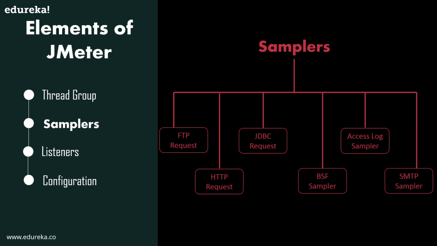Now this sampler allows you to write a sampler using a BSF scripting language. The access log sampler allows you to read access logs and generate HTTP requests. The log could be image, HTML, CSS, etc. Then we have the SMTP sampler. Now if you want to test a mail server, you can use the SMTP sampler. This sampler is used to send email messages using the SMTP protocol.